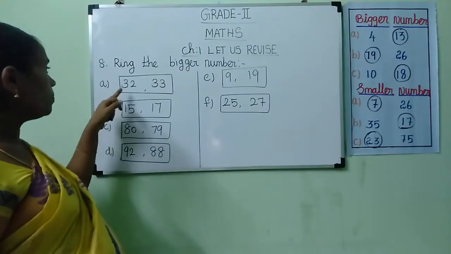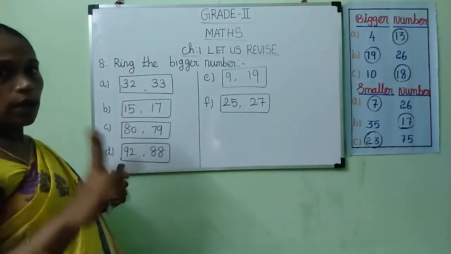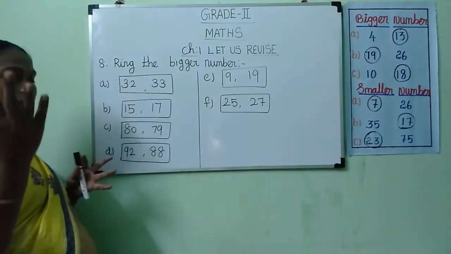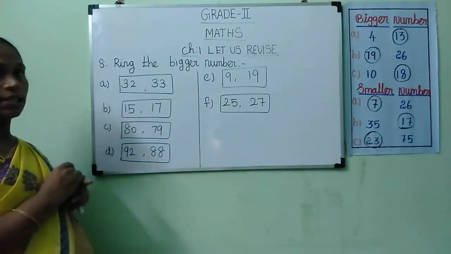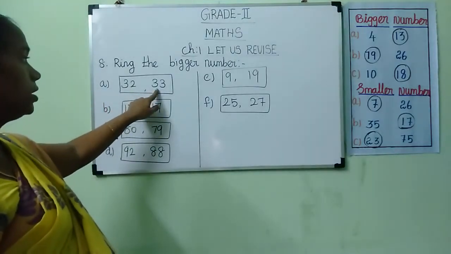See, first sum: 32 and 33. Here also two numbers are given. You compare these two numbers. Which number is a bigger number? You should put the circle. Okay, 32 and 33.